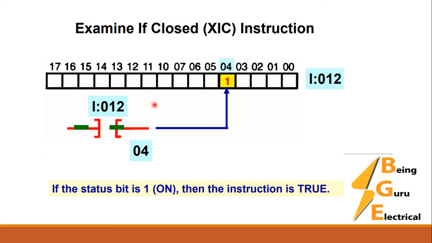Now on the contrary, if the status bit is 1 or on, then the instruction is true. If this is examined and it is closed, what will be here? Here we have 1. So if this is closed, here we have 1, and our instruction is true.